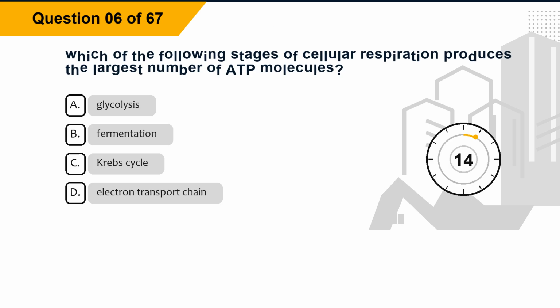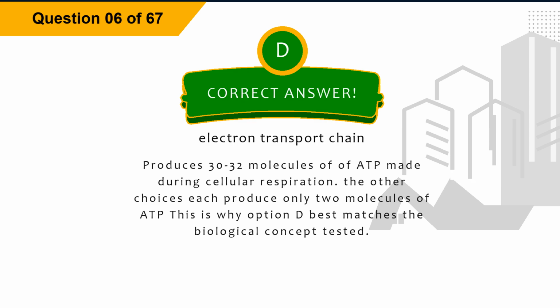Question 6. Which of the following stages of cellular respiration produces the largest number of ADP molecules? Option A, glycolysis. Option B, fermentation. Option C, Krebs cycle. Option D, electron transport chain. The correct answer is option D, electron transport chain. Explanation. Produces 30-32 molecules of ATP made during cellular respiration. The other choices each produce only 2 molecules of ADP. This is why option D best matches the biological concept tested.